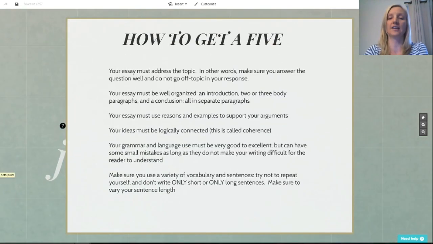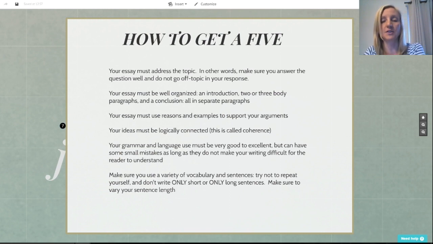Let's talk about how to get a 5, which is the best score you can get on this task. First of all, your essay must address the topic. In other words, make sure you answer the question well and do not go off topic in your response. Your essay must be well organized. It must have an introduction, 2 or 3 body paragraphs, and a conclusion, all in separate paragraphs. So separate them by putting a space between the paragraphs.